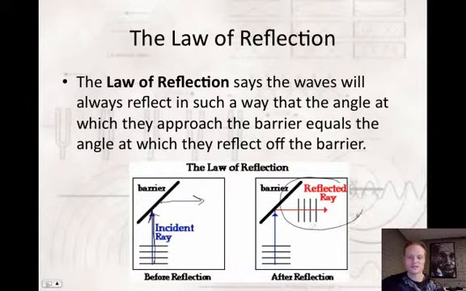And here in this picture you can see the reflected ray. There's this thing called the normal, which is just perpendicular to the barrier. This angle right here is going to be the same as this angle over here. As we get into light, we'll talk more and more about that. But just keep in mind for right now, the law of reflection says that waves will reflect at the same angle at which they approach the barrier.